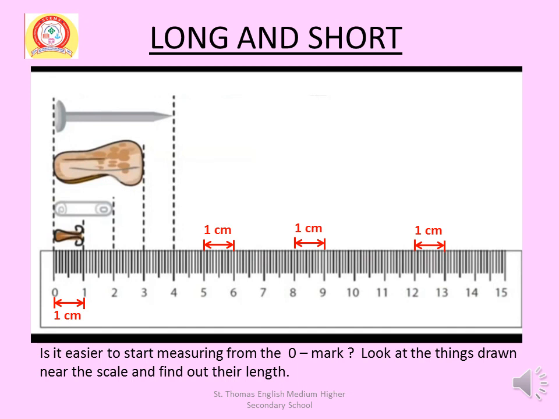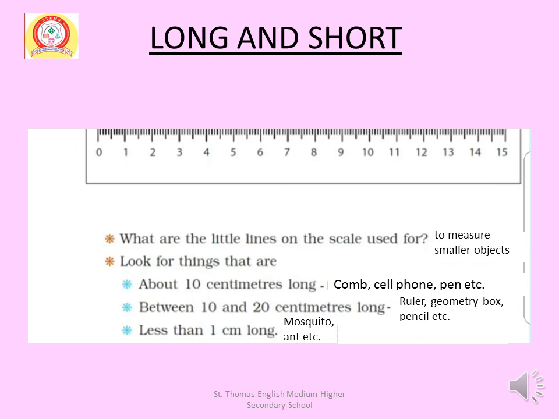If you observe the scale carefully, there are smaller divisions between 0 and 1, 1 and 2, 2 and 3, and so on. These smaller divisions are shown by little lines on the scale. What are little lines on the scale used for? Little lines are used to measure small objects.